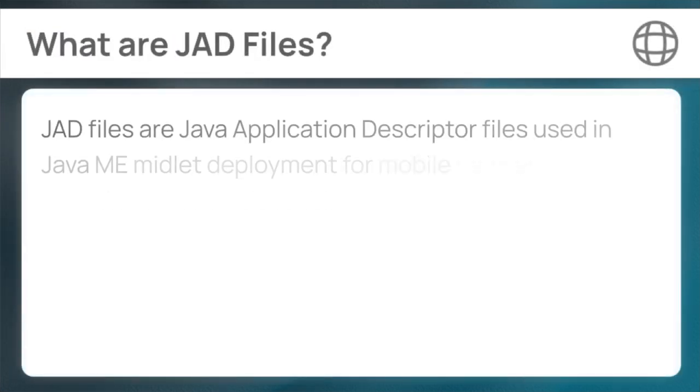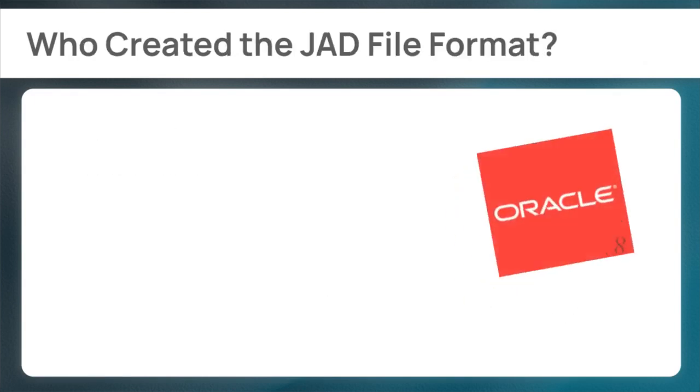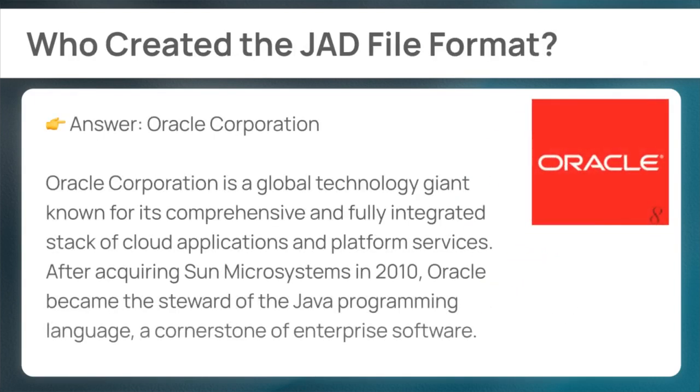JAD files are Java application descriptor files used in JADMaker MIDlet deployment for mobile devices. They contain metadata describing a Java MIDlet application, including its name, vendor, version, jar file URL, file size, required permissions, and device capability requirements needed for download and installation on mobile phones.